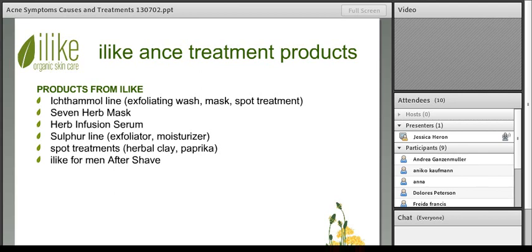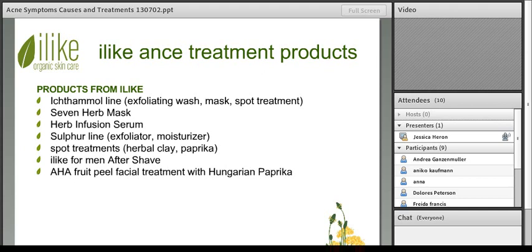ilike for men aftershave. This is actually a wonderful product that has anti-inflammatories like lavender and rosehip, which also increases the vitamin content. But because of its strong anti-inflammatory effects, it can be used for male conditions. It will help to control oil and acne, and it's very antibacterial, but also its soothing and calming effects and helping to reduce inflammation is very, very strong.